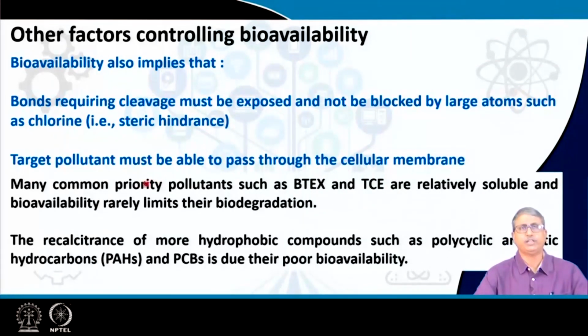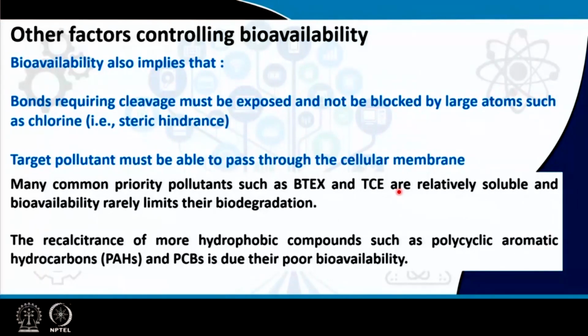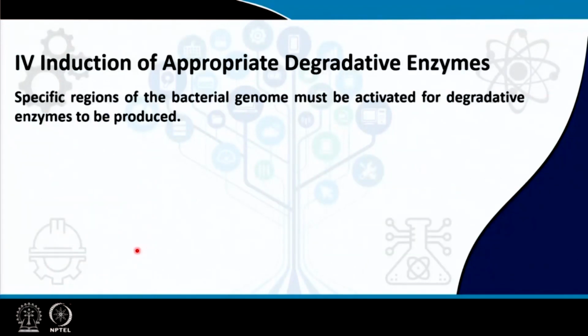Now, many common priority pollutants like BTX, benzene, toluene, ethylbenzene, xylene, or trichloroethane compounds are relatively soluble, and bioavailability rarely limits their biodegradation. So, they happily move into the cellular system and the cells are able to degrade them very quickly. However, polyaromatic hydrocarbons and PCBs, for example, are more hydrophobic, and therefore the microorganisms face different levels of challenges in interacting with those.